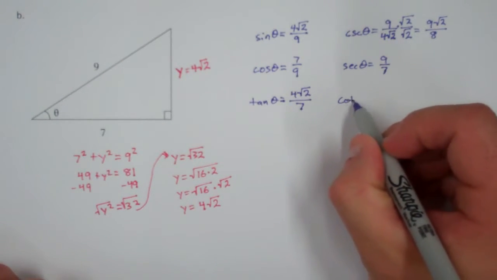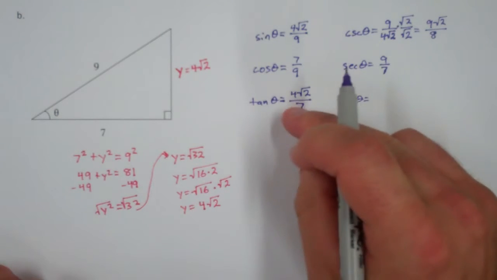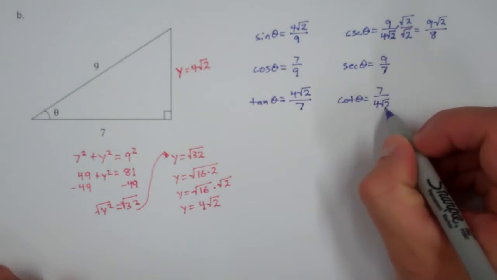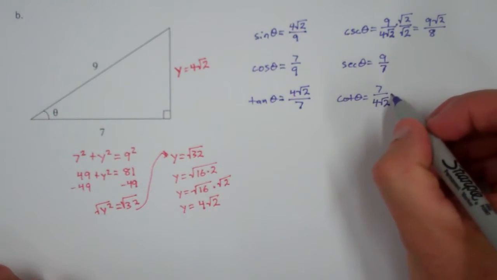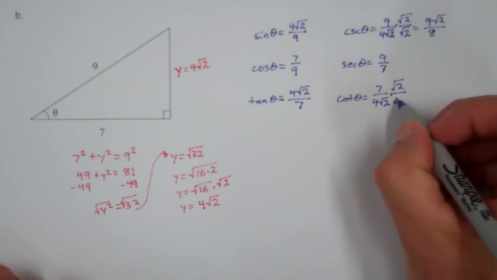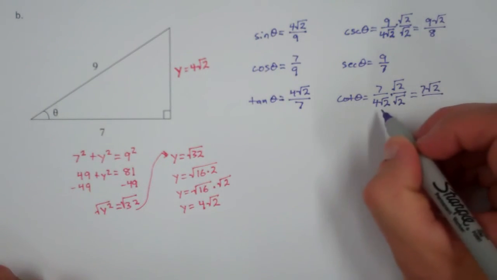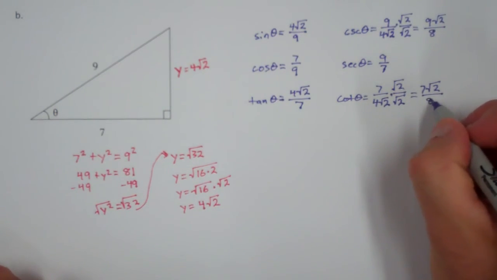Now we can go to the cotangent. We can take our tangent and just use the reciprocal there, 7 over 4 root 2. We'll need to do the same thing we did here with the cosecant, clear out that radical in the denominator. So this is 7 root 2 over 4 times 2, or 8.